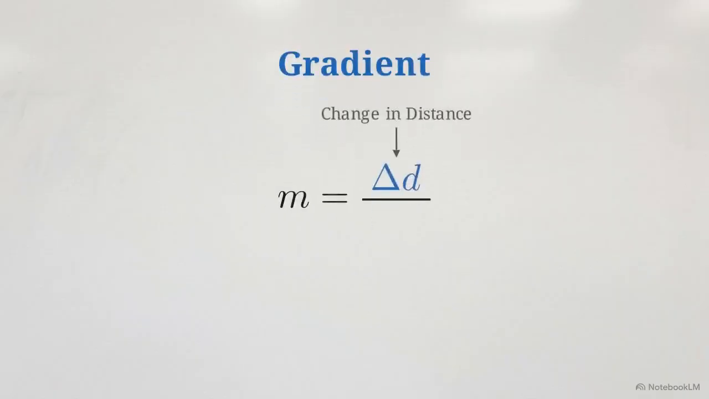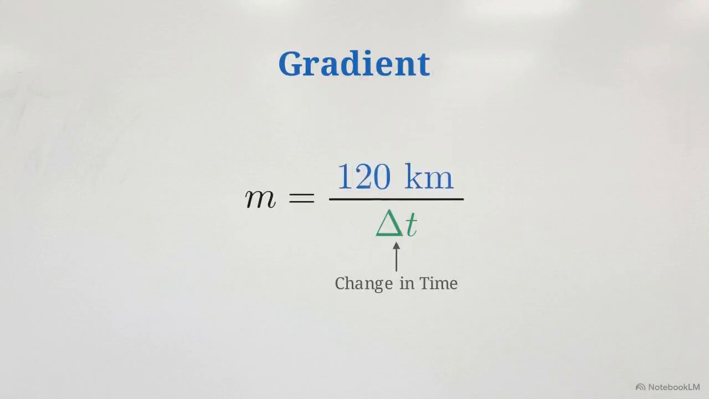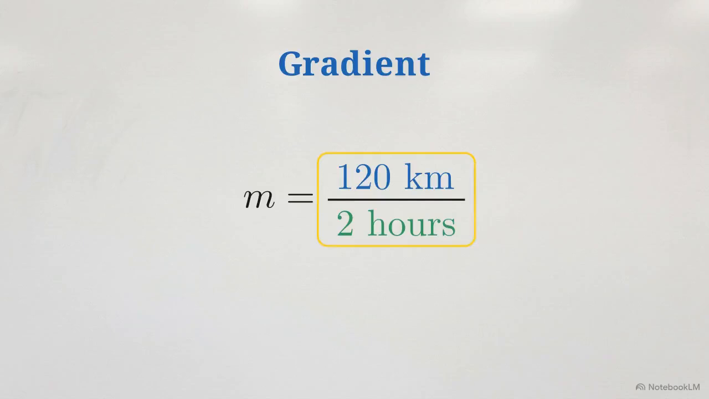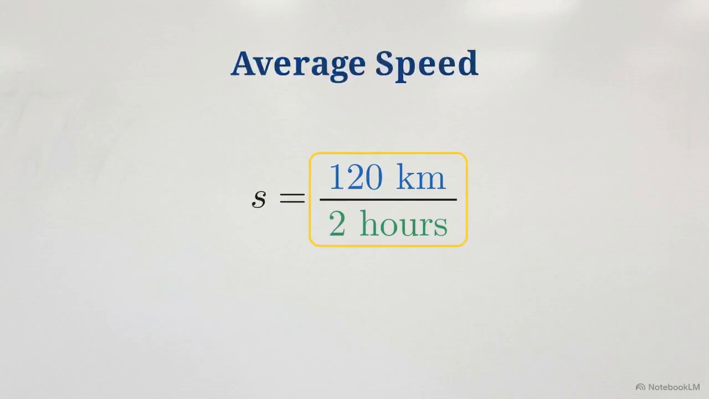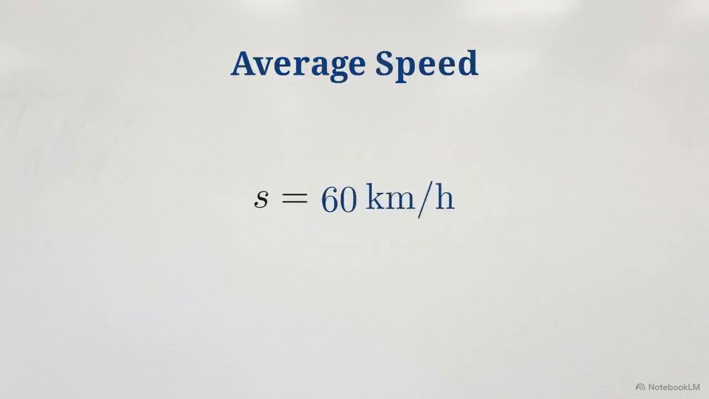Mathematically, the gradient is the change in distance divided by the change in time. If a car travels 120 kilometers in 2 hours, dividing that distance by the time gives us a gradient, and an average speed of 60 kilometers per hour.